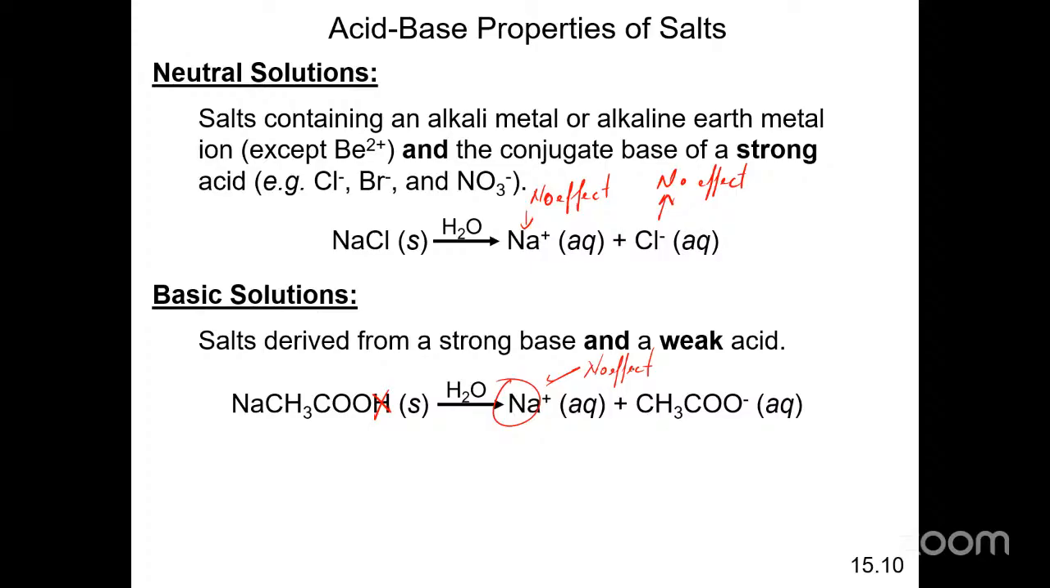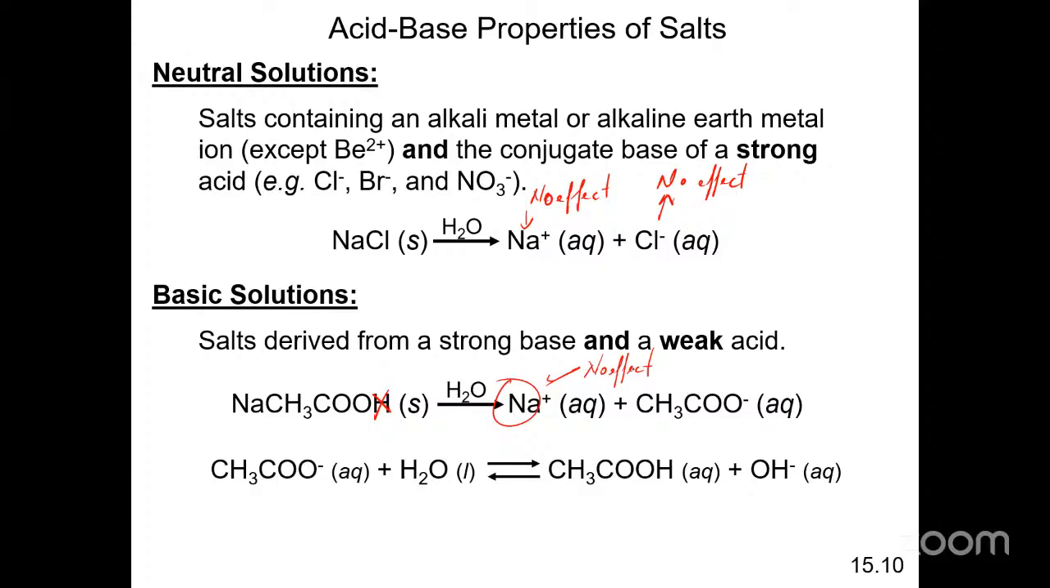Now, how will it affect the pH of the solution? Basically, this is what's going to happen. The acetate ion will react with water to form acetic acid and, very importantly, the hydroxide ion. So therefore, there will be an increase in the hydroxide ions present in the solution. And therefore, that means that the solution will be basic. In other words, the pH of this solution will be greater than 7, all right?